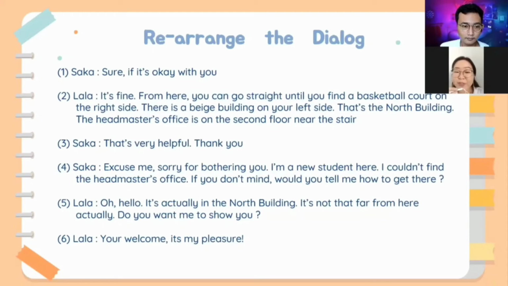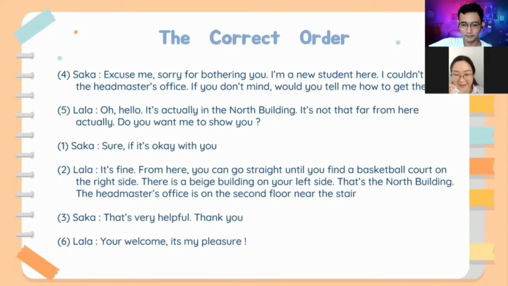Okay, good job. You can explain it to us, the correct order of this dialogue. Go on. Okay, Miss. The first is 4, and then 5, and then 1, and then 2, and then 3, and the last one is 6. Is it correct, Miss? Let us see the correct order first, okay? Okay, so here's the correct order. Arta said that the first is 4. Am I right, Arta? Yes, Miss.